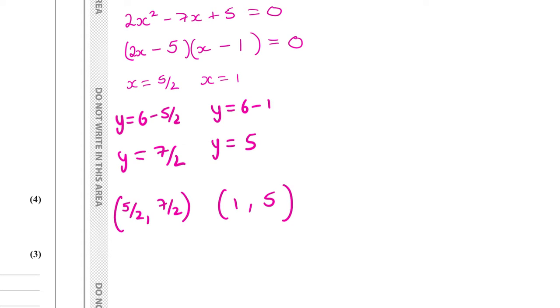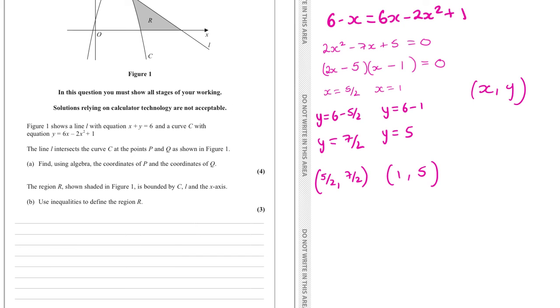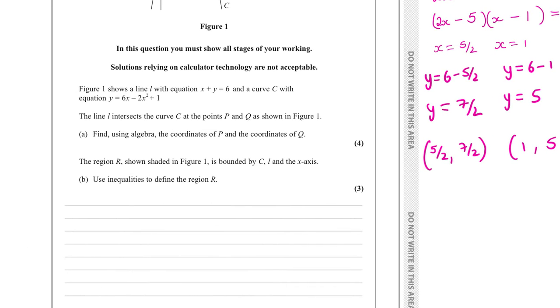Okay, good. Coordinates, guys. Coordinates always come in the form x, y. So please make sure we've got that. Right, so now we found the coordinates of P and Q. It then says the region shown in the shaded figure is bounded by the line and the x-axis. Fantastic. Use inequalities to define the region.